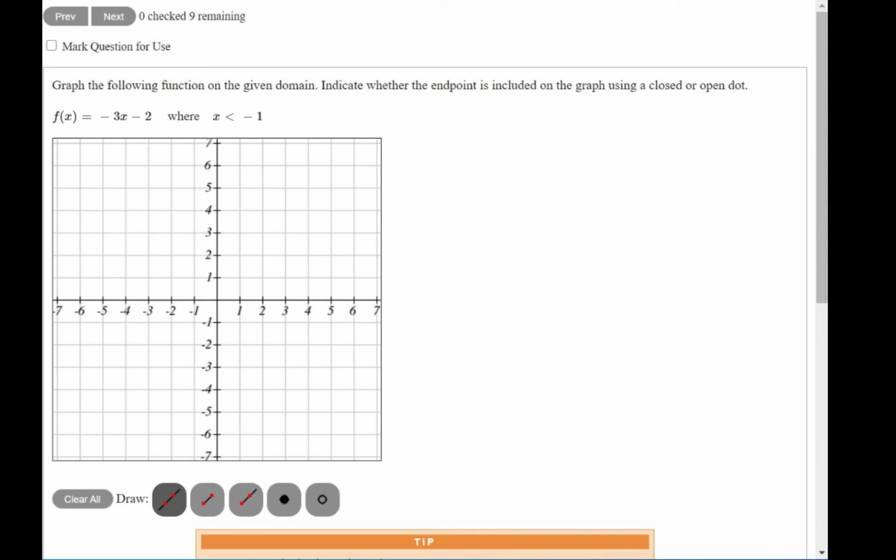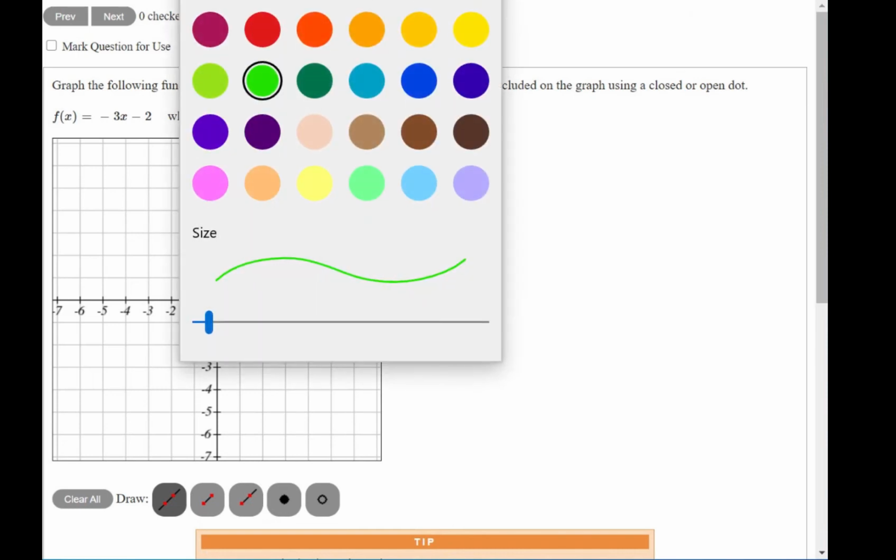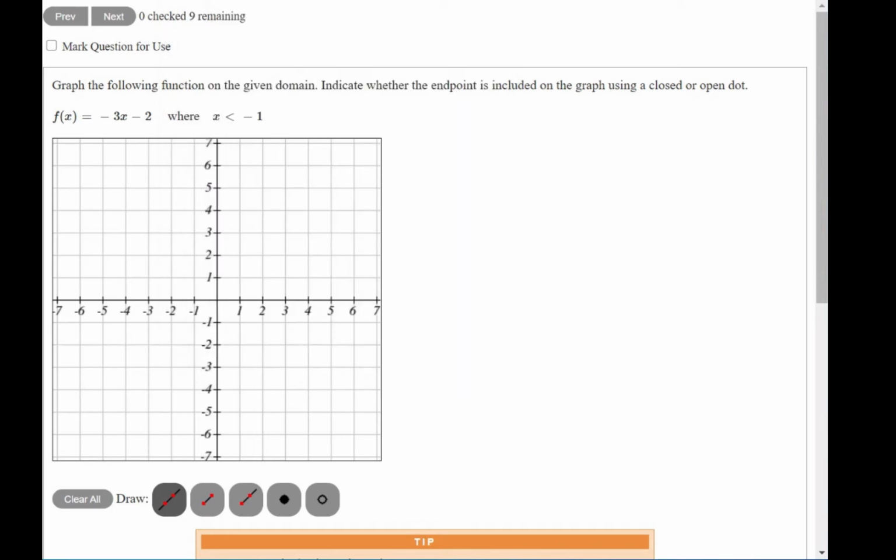Graph the following function on the given domain. Indicate whether the endpoint is included on the graph using a closed or open dot. So this function here is a line. And we know how to graph lines, or you should be comfortable with that.